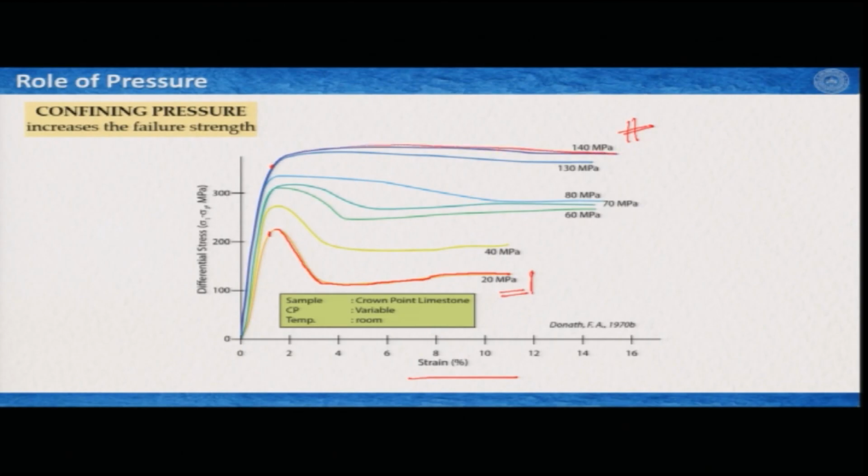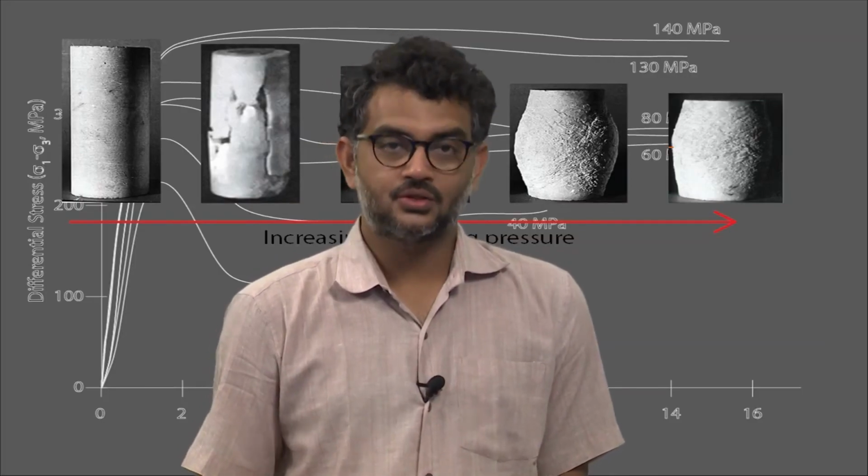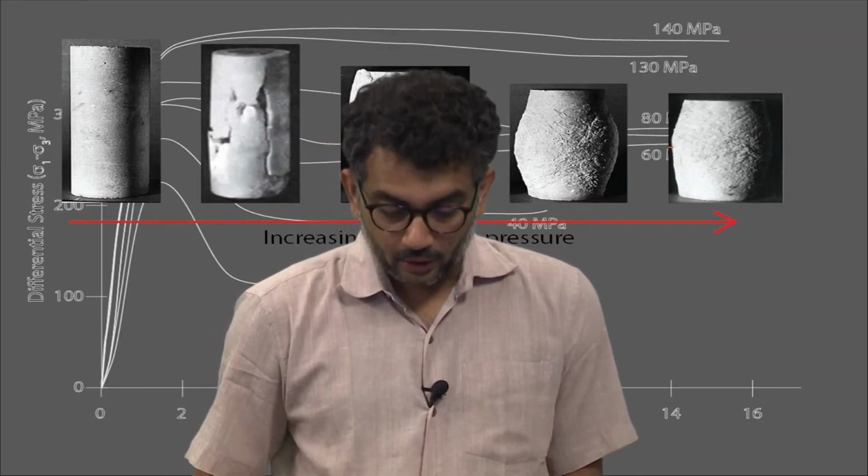So, deformation mechanism or flow behavior is different at different pressures, but this is not what we are going to look at right now. What we see is the strength of this rock, the peak value of the differential stress that Crown Point limestone has achieved at different confining pressures. The strength of the rock has increased with increasing confining pressure, and this is more or less true for any of the rocks we think of. So, in general you can say that confining pressure increases the strength of the rock.